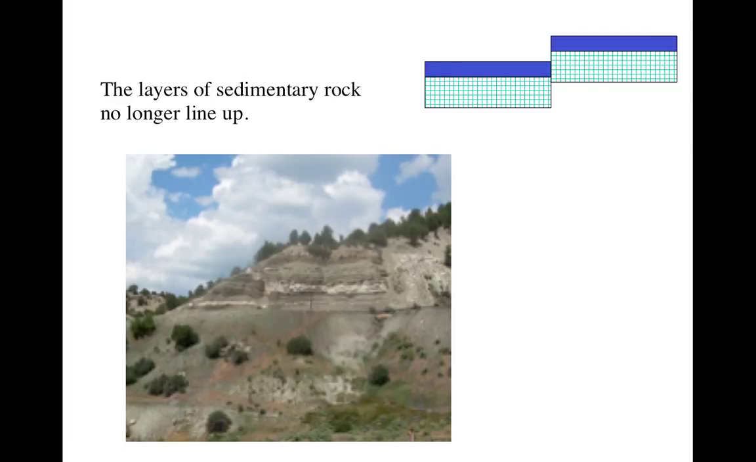Here, this is Price Canyon, one of the railroad cuts in Price Canyon. It's a little bit of a fuzzy picture, so watch this white layer right here. Because of a fault, which is right here, this layer no longer lines up. You get to the fault, and the layer's up here. There are some faults in Price Canyon where you can count as many as 7 different faults in one cut.